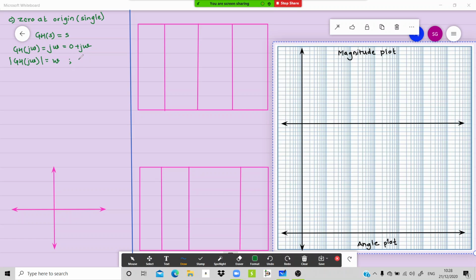On the same line, if you are talking about the angle of GH j omega, it is very much clear: j omega means the positive direction of the y-axis, no real part. Even if you want, tan inverse of omega by 0, which is infinity. Tan inverse of infinity is 90 degrees. So whatever the value of omega, the angle will be 90 only. All angles for this plot will be 90. So we'll see how the plot will be.